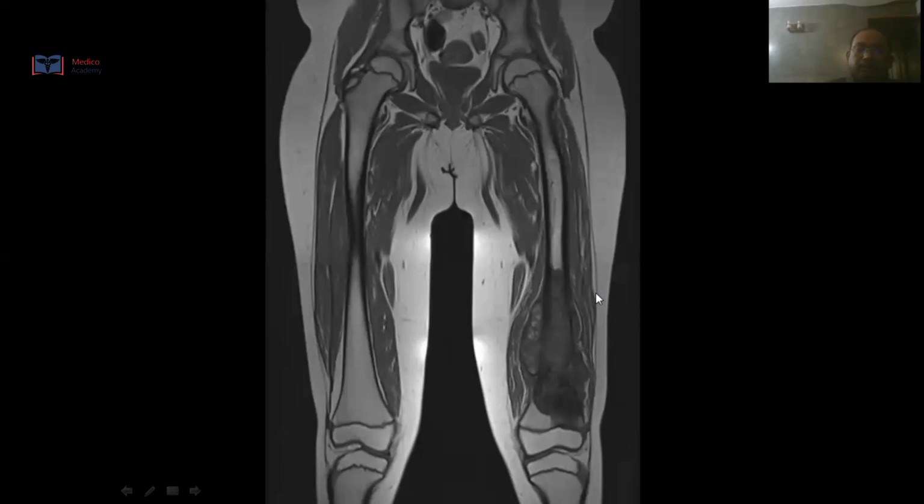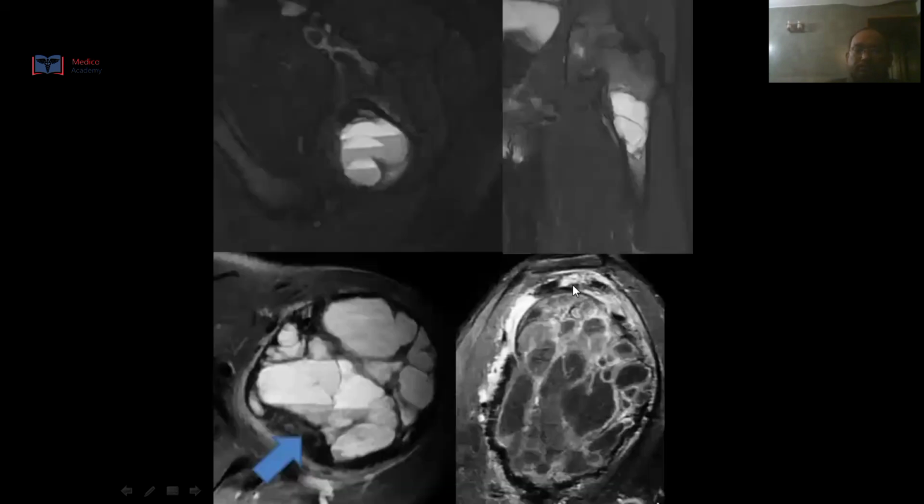Whenever we are assessing the lesion, we should always see the proximal and the distal joint, so that we can see whether there is any skip lesion or not.